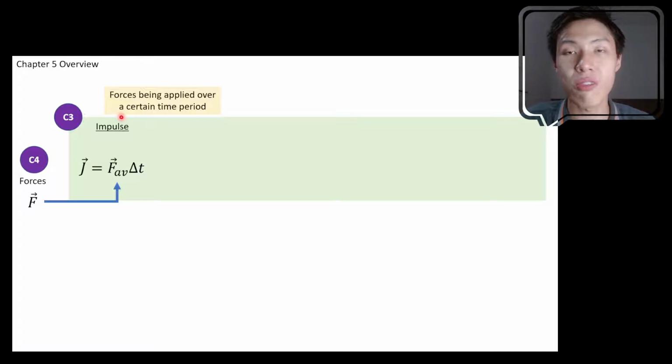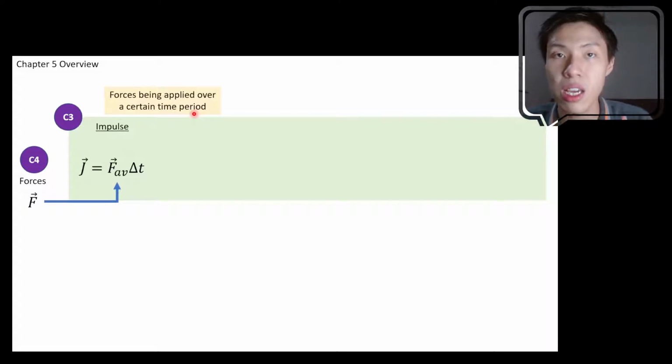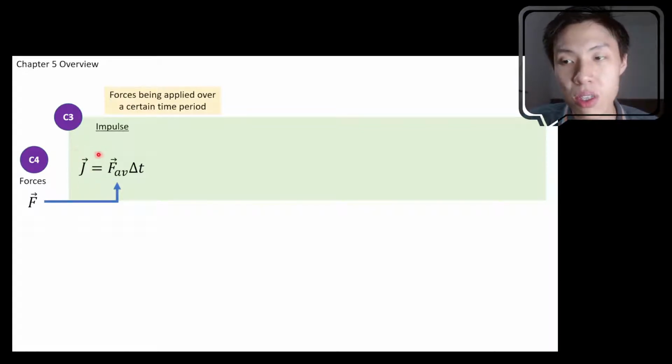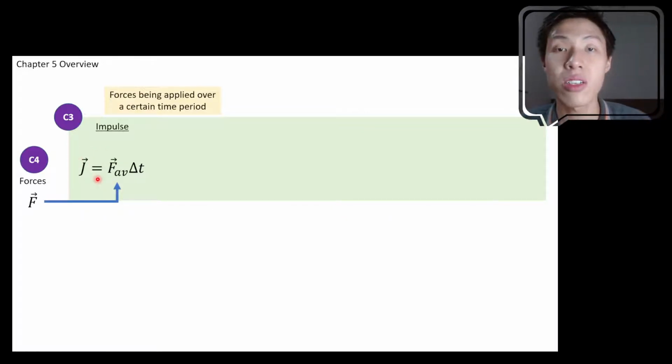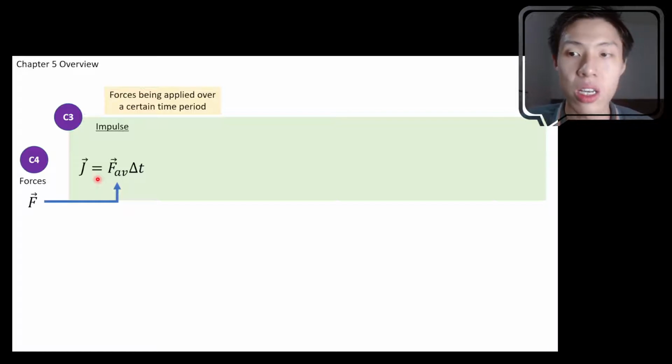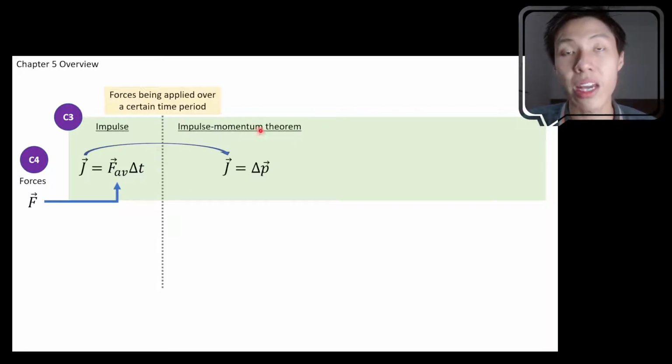So chapter 3 is for us to study forces being applied over a certain time period. What is the impulse and what is its effect? So why do we need to create this new physical quantity? Because this physical quantity, impulse, actually tells us something about the motion. So let's see what kind of properties this impulse tells us.